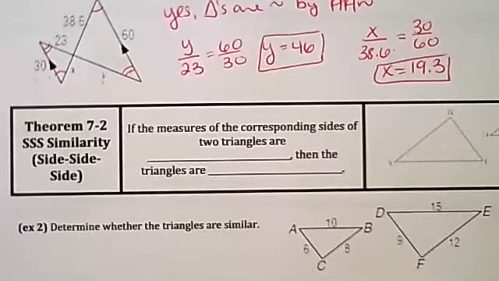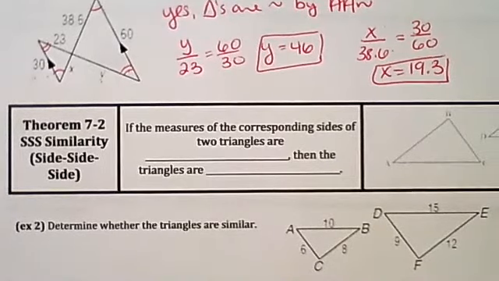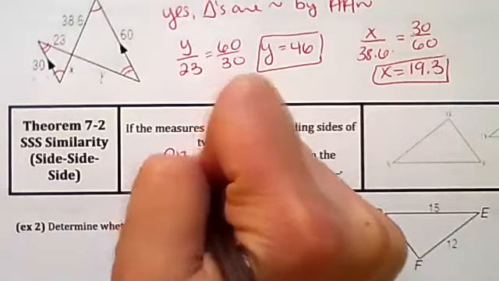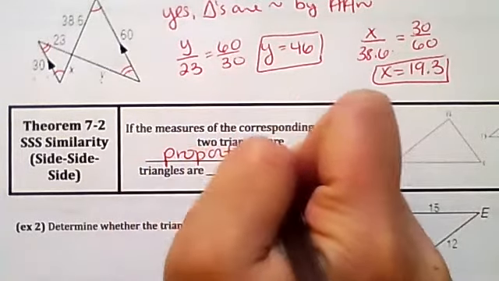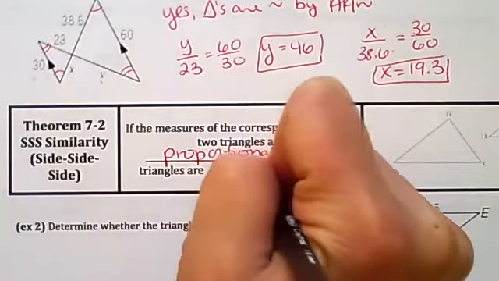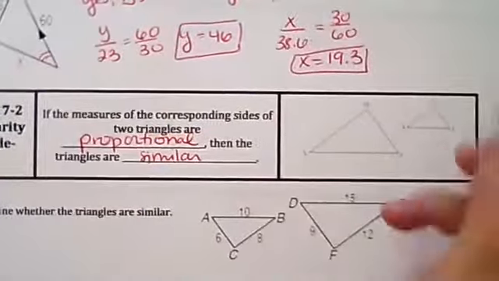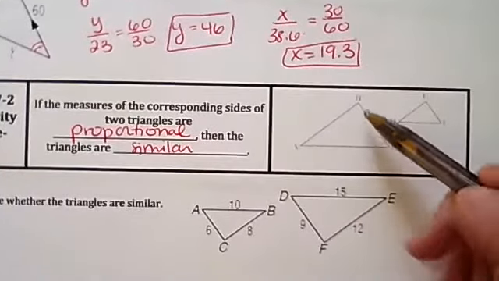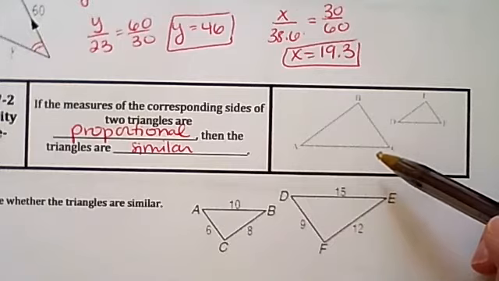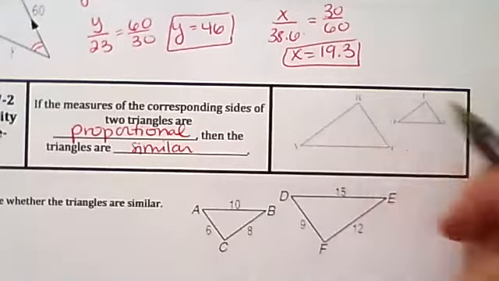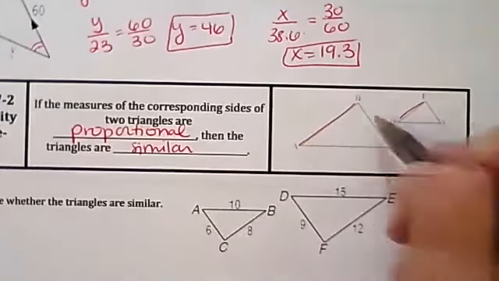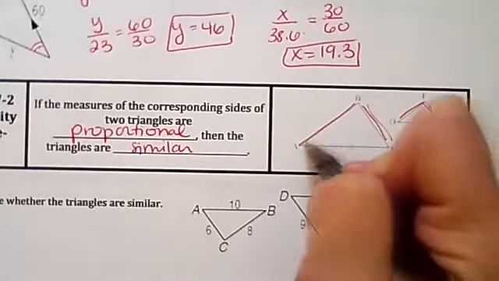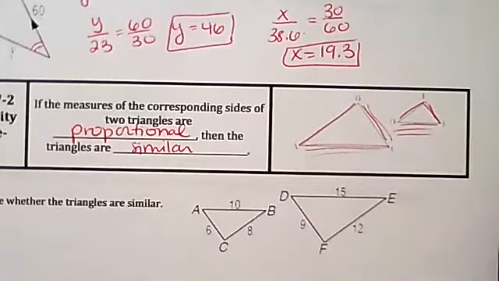The next shortcut is called side-side-side similarity. So it says if the measures of the corresponding sides of 2 triangles are proportional, then the triangles are similar. So for this one, you only have to test the sides. I think some of what I had in this box didn't print out, but basically you would test this side over this side over this side, and then this one over this one to see if they're proportional. You don't have to know anything about the angles.